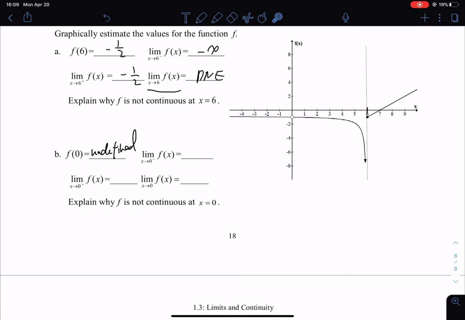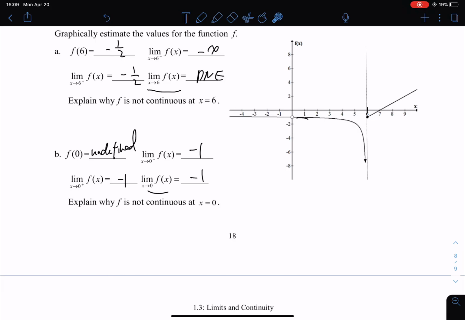And the left side limit is minus 1, and similarly the right side limit is just minus 1. So the limiting value is minus 1. And explain why the function is not continuous at this point.